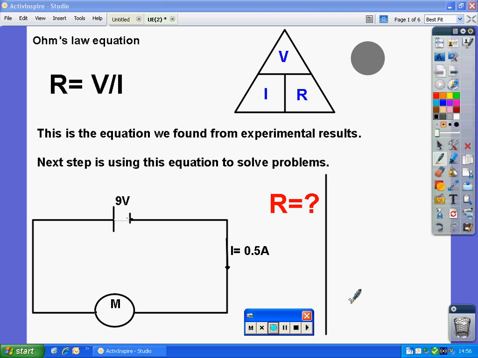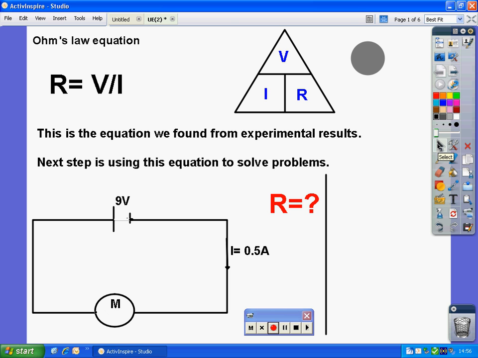The results from our experiment showed that when we found the value of the resistor, it was also equivalent to the voltage across it divided by the current through it. This is known as the Ohm's law equation. It can also be put in this triangle as shown here, and it's useful in this form when you have to try to rearrange the equation.